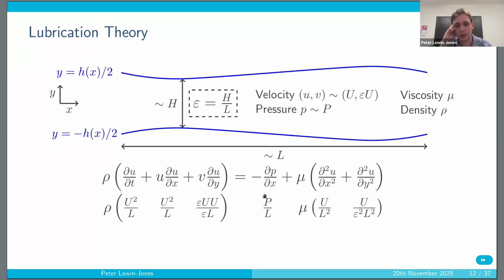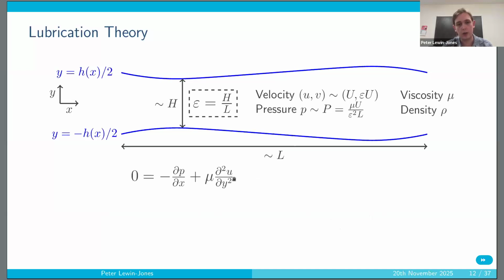Except I've also got this pressure scale. I have a choice, so I can choose whatever scale for my pressure I like. I'm going to choose a pressure scale that balances the largest term in this equation. If I choose my pressure scale to look like this, then this pressure term will balance with this large term in my viscosity, and all I'll be left with, once I assume that the other terms are small, is this equation here.